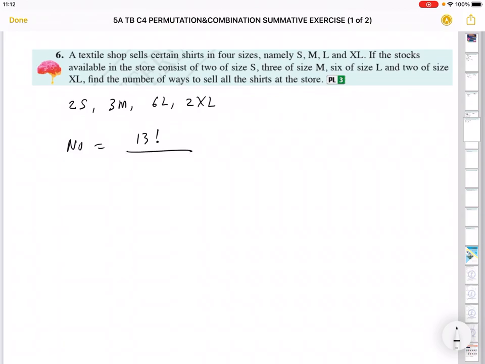But because the S size shirts are identical, M size shirts are identical, L size shirts are identical, I just have to divide by the factorials: 2 factorial for S, 3 factorial for M size, 6 factorial for L, and 2 factorial for XL. So use your calculator, you get 360,360.